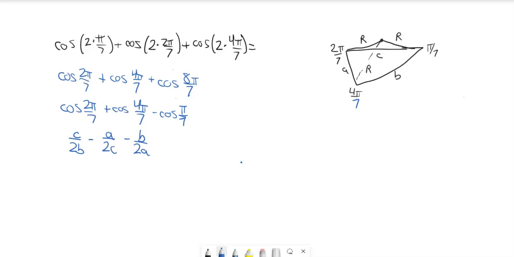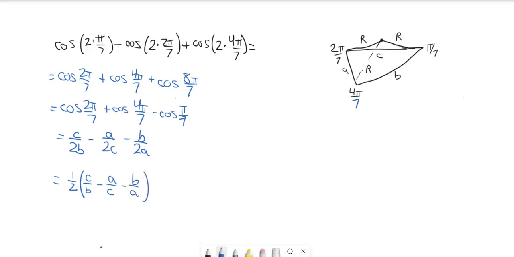We can factor out the invisible 1. And you'll notice the 2 in the denominators, 2b, 2c, and 2a. We can factor out the 2. So we are factoring out a fraction of 1/2, just like so. So we have c over b minus a over c minus b over a.